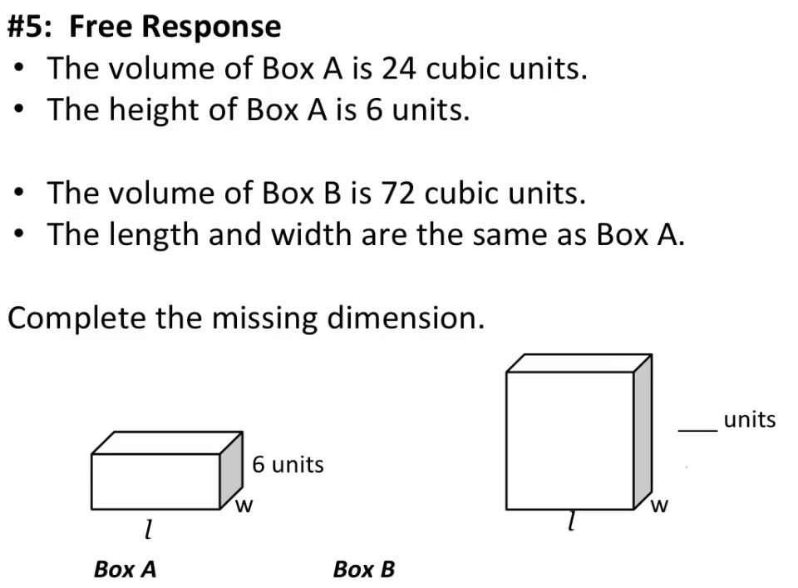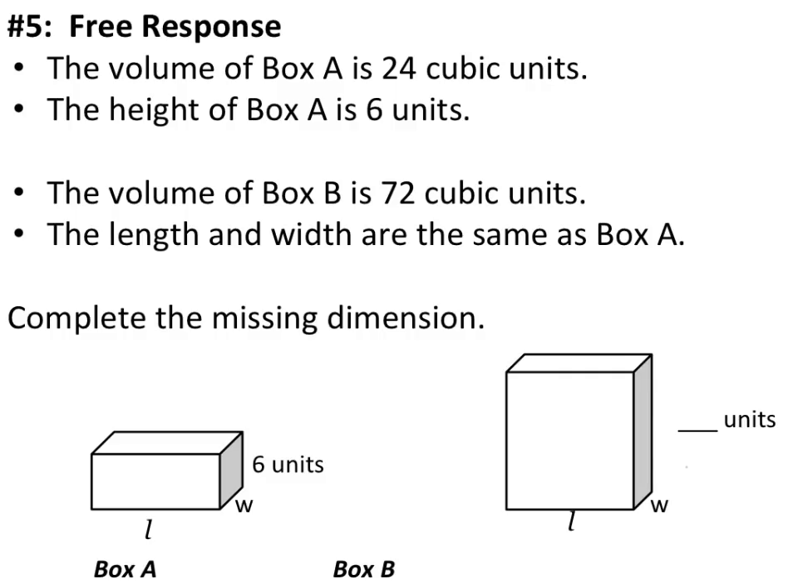The second to last example says that the volume of box A is 24 cubic units, and the height of box A is 6 units. And the volume of box B is 72 cubic units, and the length and the width are the same as box A. So we need to complete the missing dimensions. So pretty much we're trying to find the height of this box B.